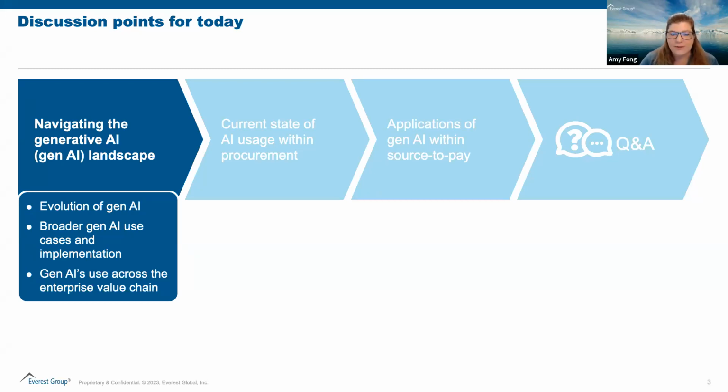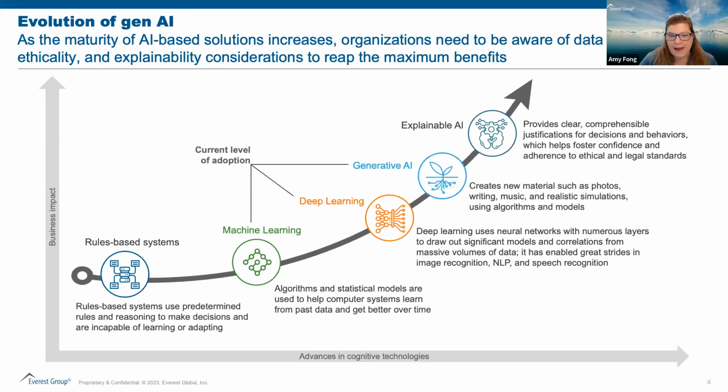So let me jump right now into a background of the evolution of generative AI and AI in general. So we all have some base and facts of where we're coming from here. These are just a scale of cognitive technologies and the impact that they can have on business. And many of you may have seen this before. It kind of starts with rule-based systems, and then they're using predetermined rules and reasoning to make decisions, and they're not capable of learning or adapting. They're fairly fixed. We move on to machine learning, where we have algorithms and statistical models that help a computer learn from past data, and it can get better over time.